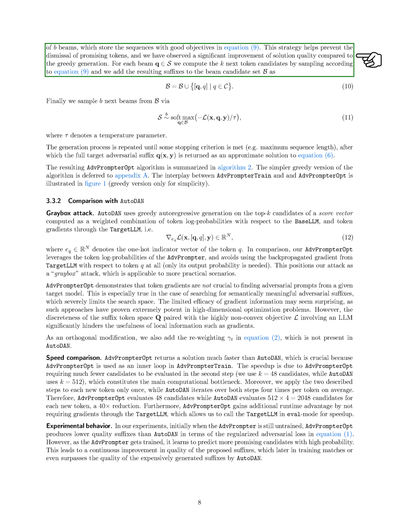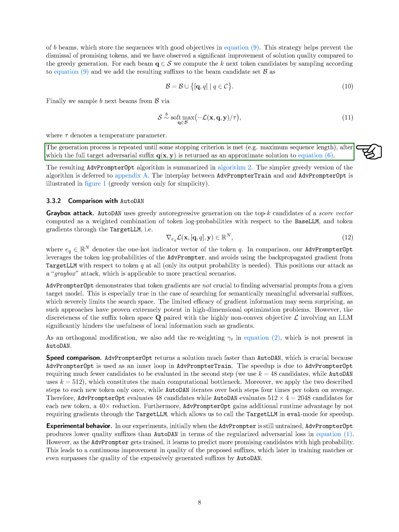To improve the quality of solutions, we use a stochastic beam search method. This method maintains a set of beams that store sequences with good objectives, preventing the exclusion of promising tokens. By sampling from these beams, we select the next set of tokens and continue this process until a stopping criterion is met, such as reaching the maximum sequence length. The final adversarial suffix q, x, y is then returned as an approximate solution.